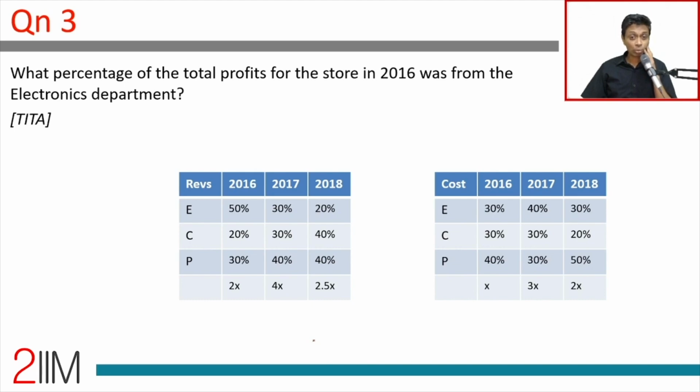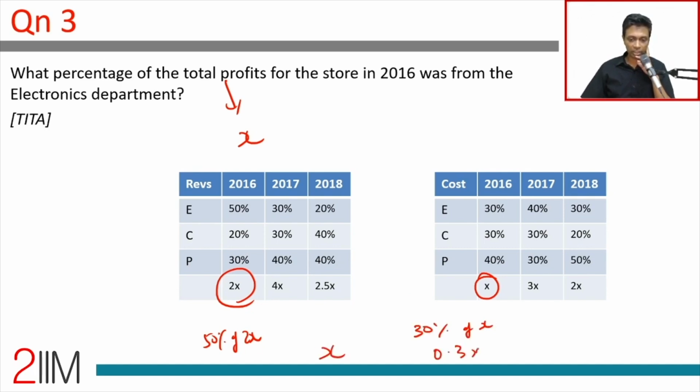What percentage of the total profits for the store in 2016 was from the electronics department? Total profit is X. 2016 revenue is 2X. Cost is X. Total profit is X. Electronic department revenue is 50% of 2X. Cost is 30% of X. 50% of 2X is X. This is 0.3X. Or electronic department profit is 0.7X. Overall profit is X, of which 0.7X comes from electronic department. Or what percentage is this? 70%.